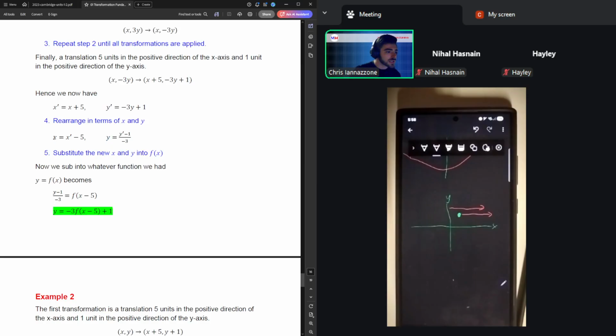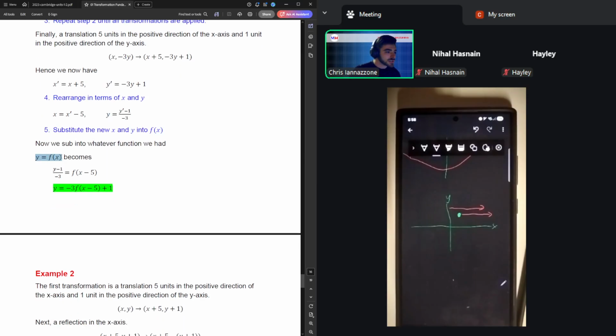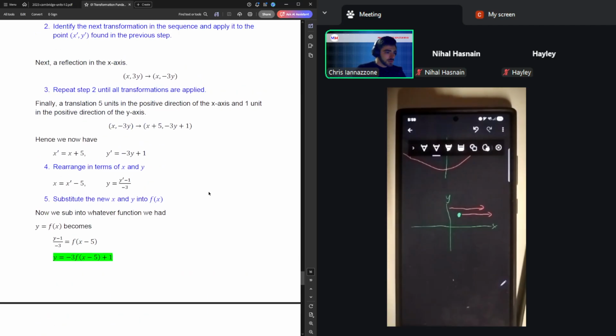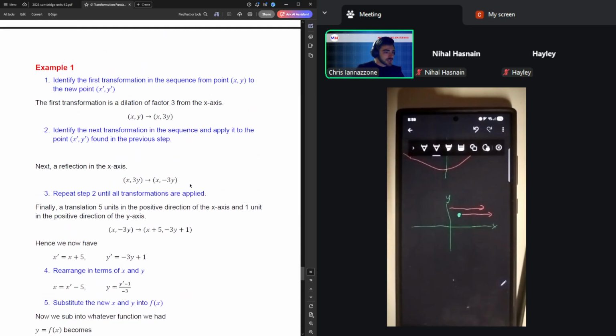We now have our y and our x, which makes it quite easy to now shove directly into whatever the function is. Some generic y equals f of x, you replace the y with that, you replace the x with that. Last step, making sure, of course, you get the y back on its own, which is going to mean multiplying both sides by -3 and then adding 1, getting the y on its own. That's what a sequence looks like.